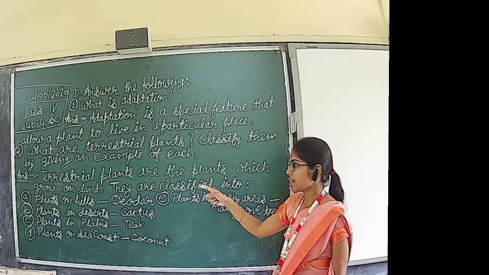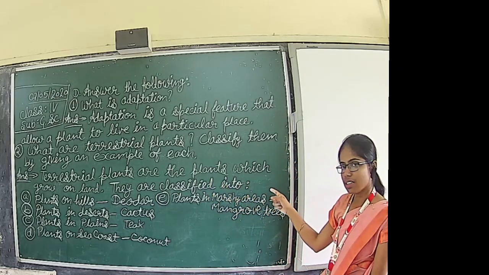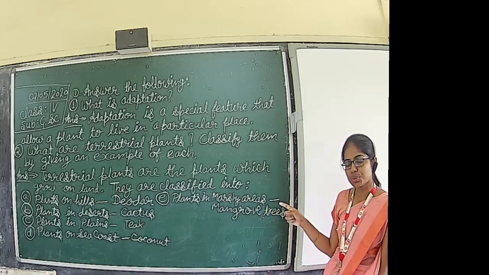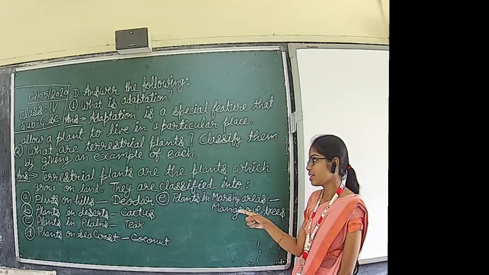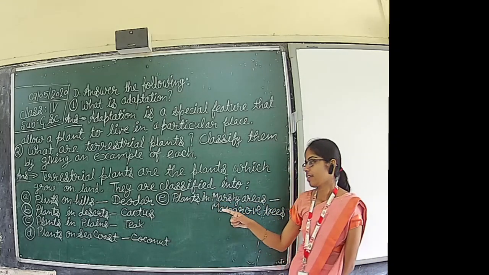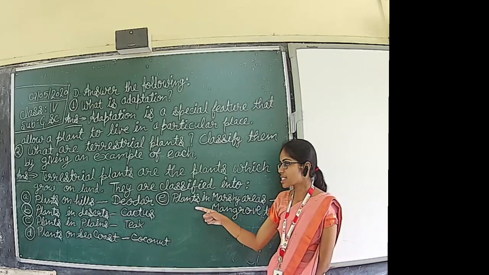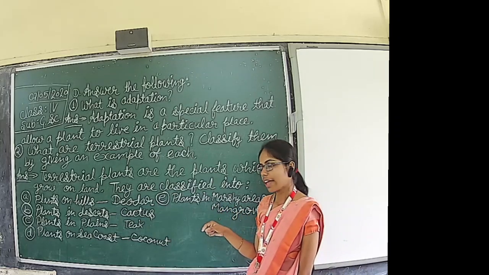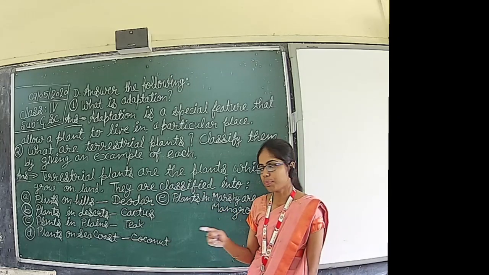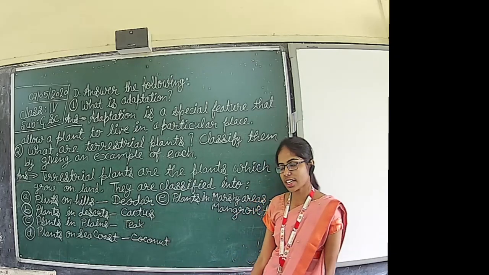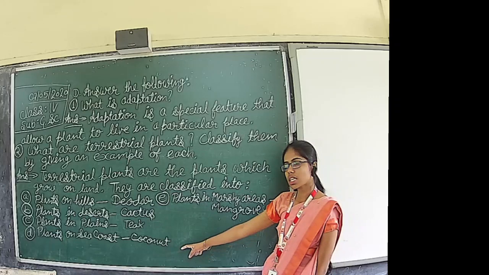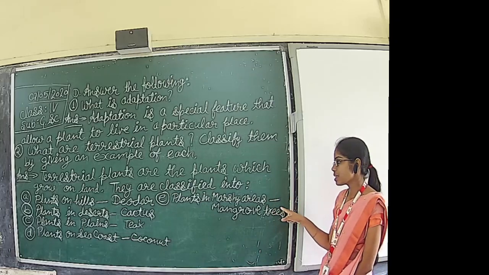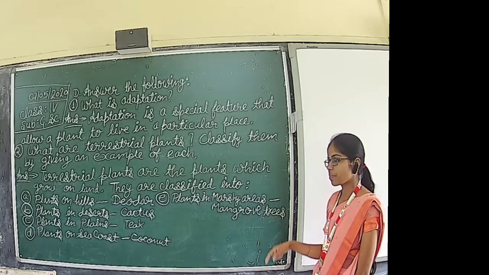And the answer is, terrestrial plants are the plants which grow on land. They are classified into plants on hills, example is Deodar. Then plants in deserts, and the example is cactus. Next one, plants in plains, and the example is teak. Then plants on sea coast, example is coconut. And the last classification is plants in marshy areas, and example is mangrove trees.